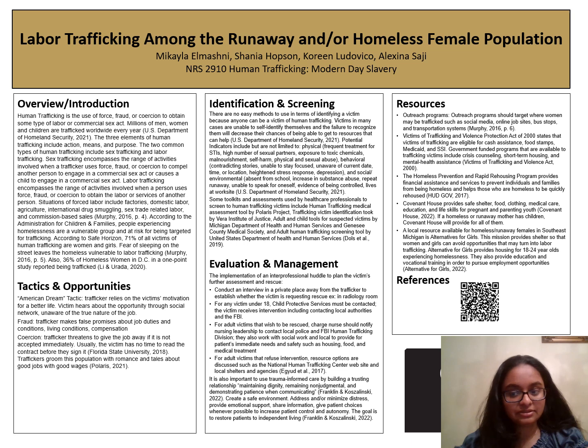Potential physical indicators include frequent treatment of STIs, high number of sexual partners, exposure to toxic chemicals, malnourishment, self-harm, and physical and sexual abuse. Behavioral indicators include contradicting stories, being unable to stay focused, being unaware of the current date, time, or location, heightened stress response, and depression. Social and environmental indicators include being absent from school, increase in substance use, repeat runaway, being unable to speak for themselves, and evidence of being controlled and living at the worksite.